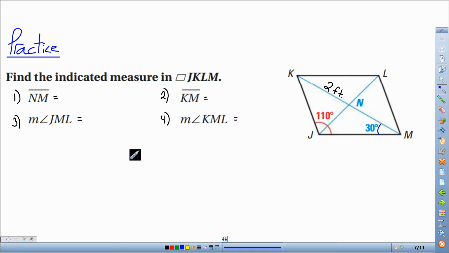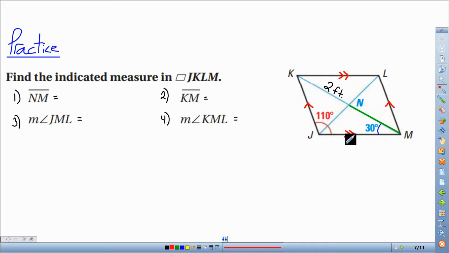Okay, so first things first, we have segment NM that they're asking us to find. Let's highlight it. So NM, it looks like we're looking for this segment right here. All right, well, maybe the first thing we should look at is the directions. They're saying find the indicated measure of parallelogram JKLM. Maybe one thing to add, just to really show that it's a parallelogram, let's put our little arrows to show these opposite sides are parallel, and these opposite sides are parallel.